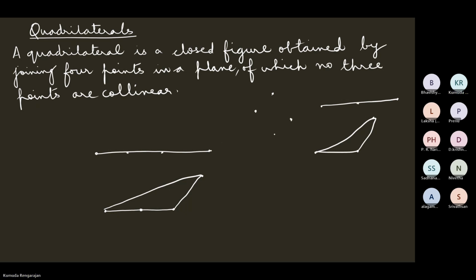The term collinear is not used for 2 points because 2 points can always be connected by the same straight line. When you have 2 points in a plane, you can always connect them by the same straight line. So the term collinear is used for 3 or more than 3 points, not for 2 points.